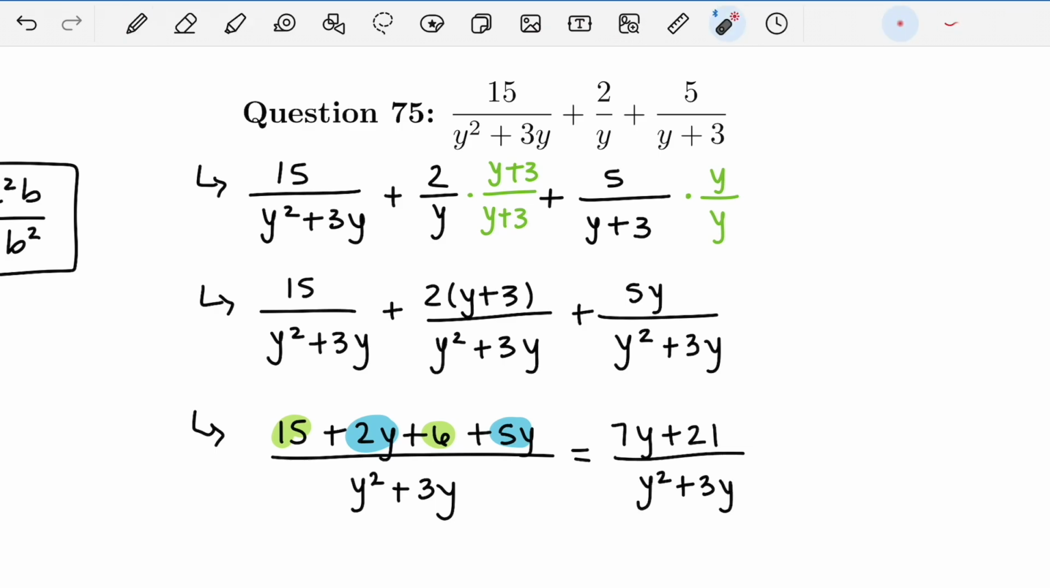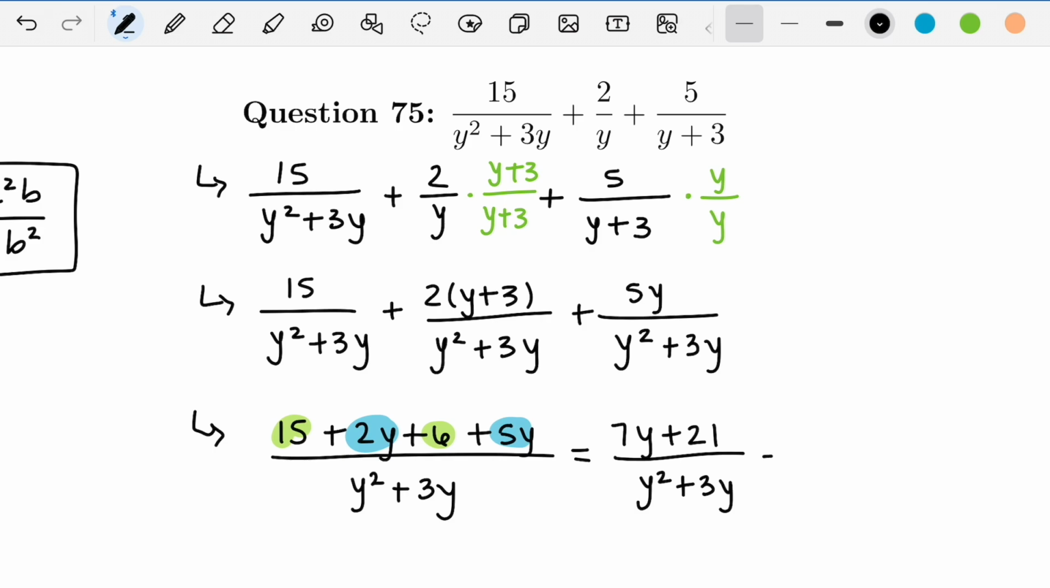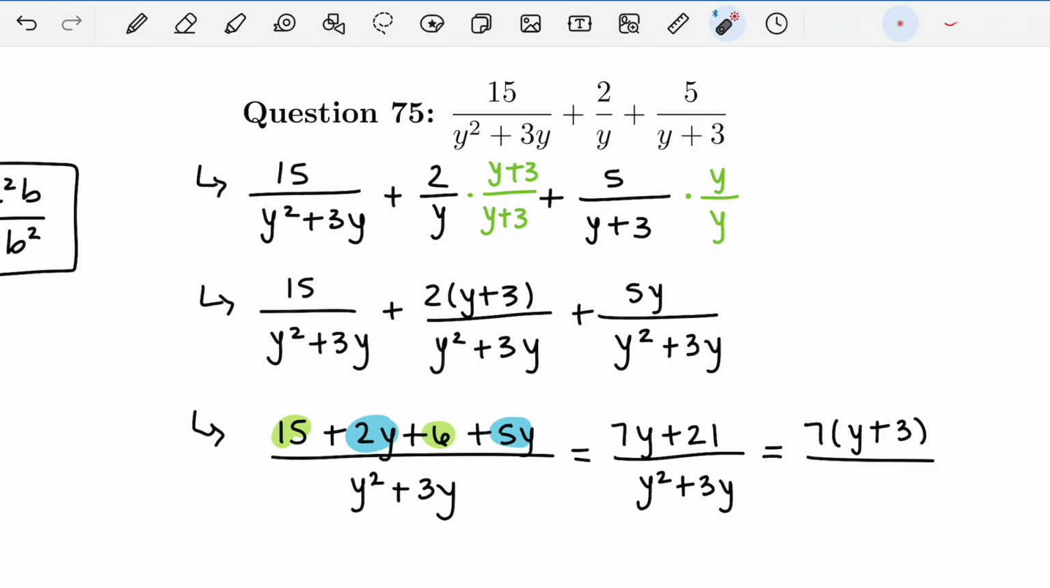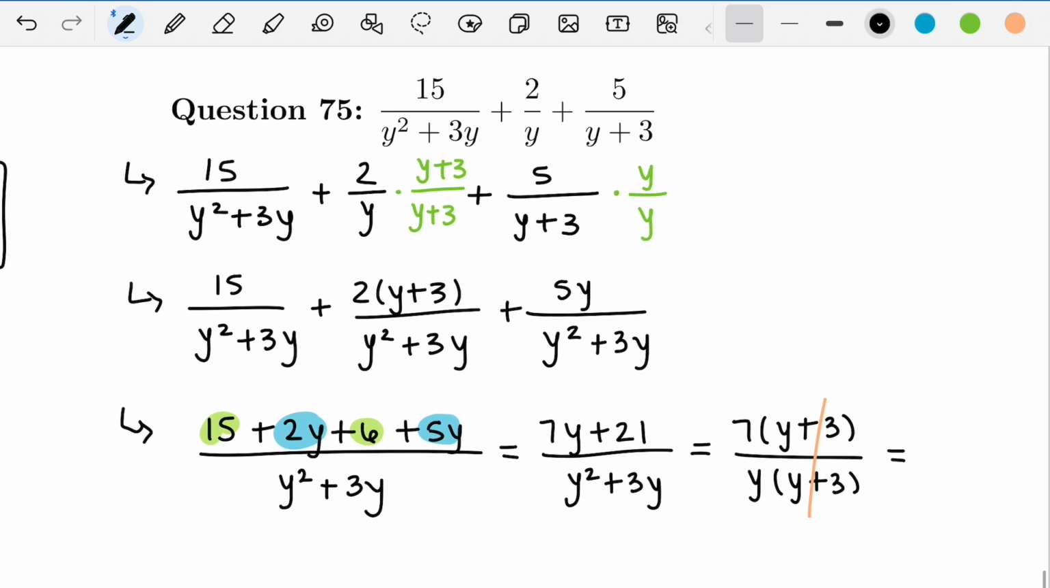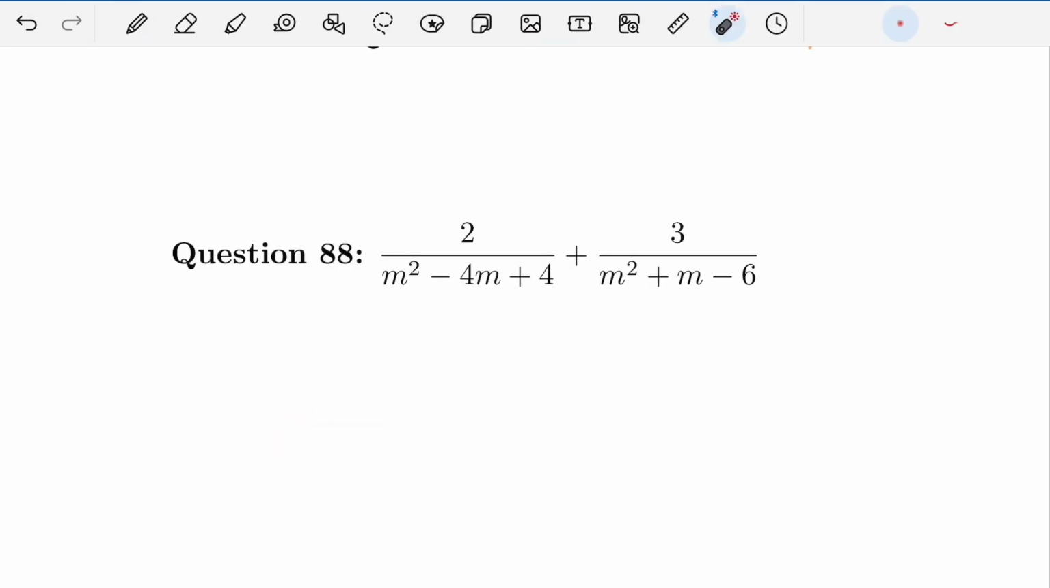But something to note here, we can simplify this further. Notice our terms in our numerator both share a common factor of 7. So we can factor that guy out and we're left with y plus 3 in our numerator. Similarly, in our denominator, notice both of these terms share a factor of y. So if we were to factor that guy out, we'd be left with y times y plus 3. And then as you can see, we have a y plus 3 in our numerator and denominator, so those guys will cancel. And so our final answer here is just going to be 7 over y.